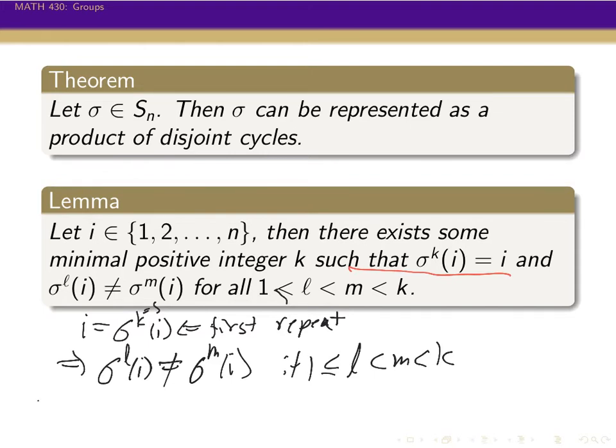Okay, and so really deep down this is saying that if I take I, sigma of I, sigma squared of I, all the way up to, well, I know that when I get to sigma k, I get I again. So let's stop one before this: sigma k minus 1 of I. These are all distinct.